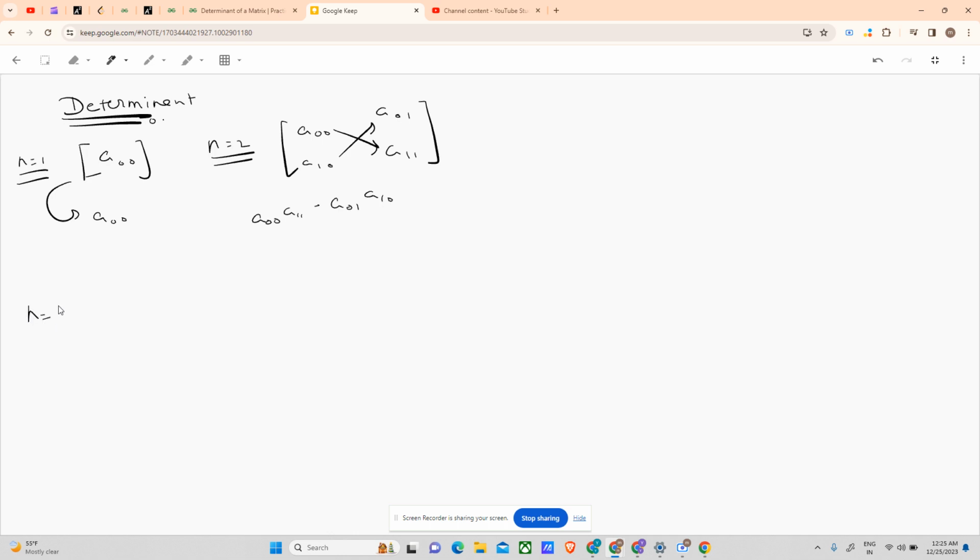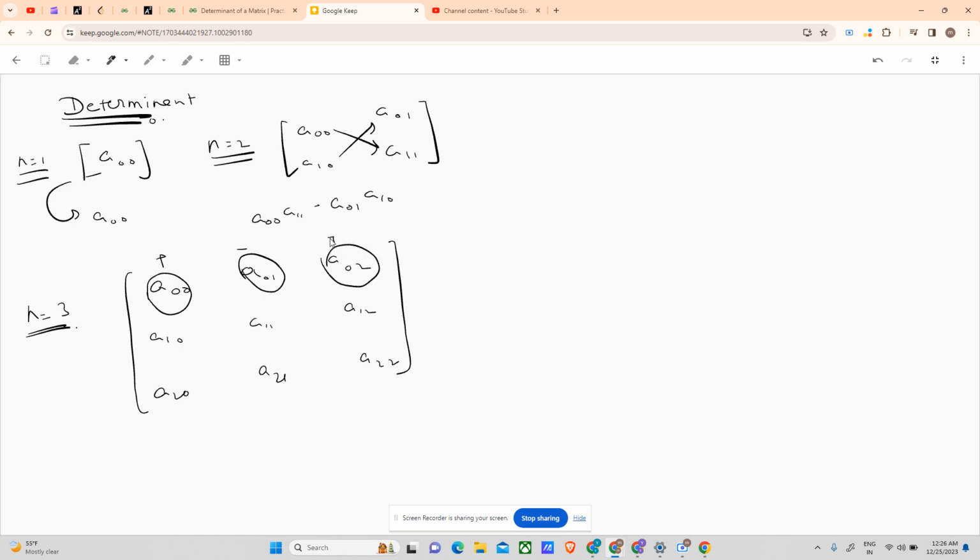Okay. For n equals to 3, how can we calculate? The matrix would look like A00, A01, A02, A10, A11, A12, A20, A21, A22. So how will we calculate? The method is to select this element, add it with plus sign, then go alternately: this with minus, this with plus. I'm not going into the code, I'm saying how we calculate in the human method. Mark it as plus minus plus.